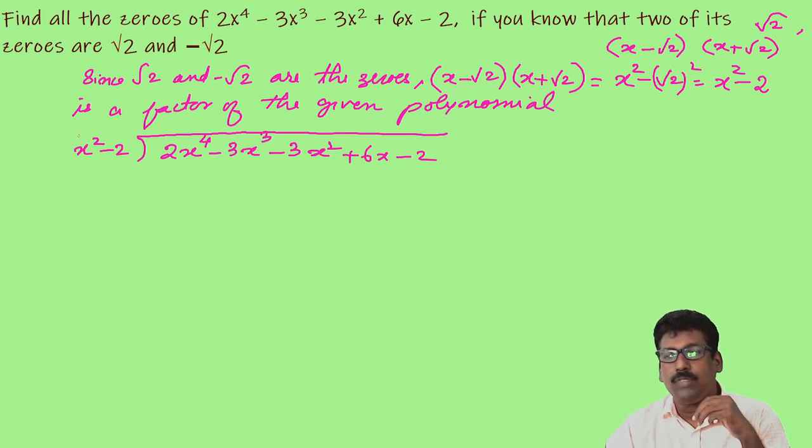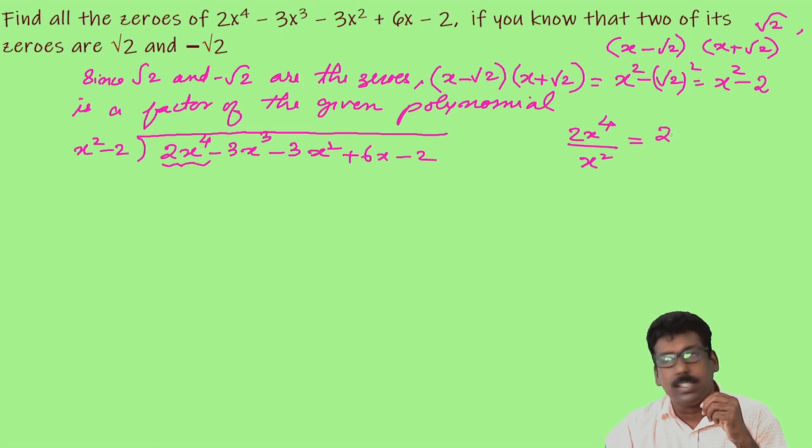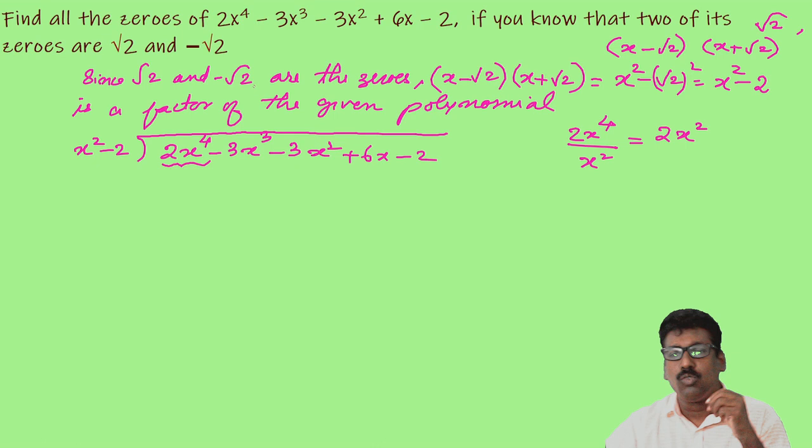Take the first term of the dividend, 2x raised to 4, by the first term of the divisor, x square. While dividing, 2x raised to 4 by x square, you can write it as x square, that is 4 minus 2. So the first term of the quotient will be 2x square. Now multiply x square minus 2 by 2x square.